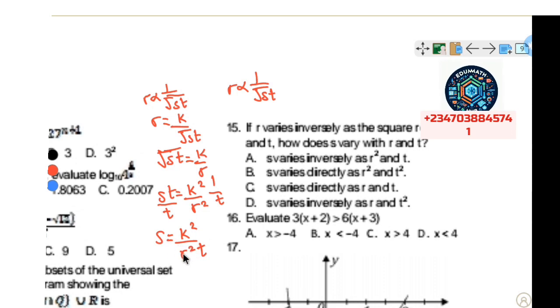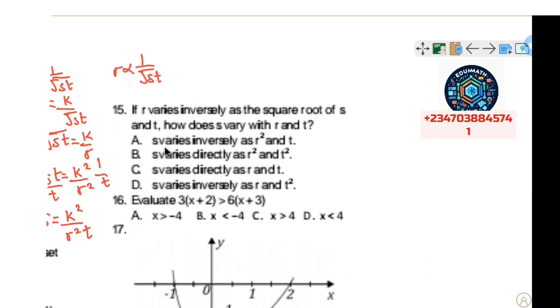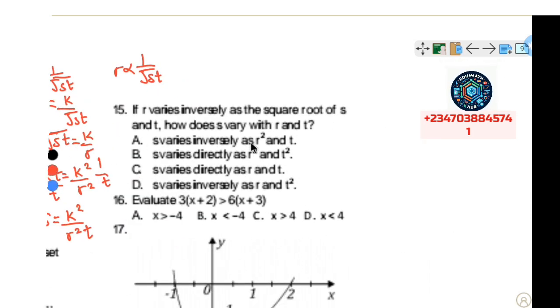So s varies inversely as the square of r, you can see r squared, and t, so the product of both of them. So s varies inversely as r squared and t. Yes, as r squared and t. So this is the answer.